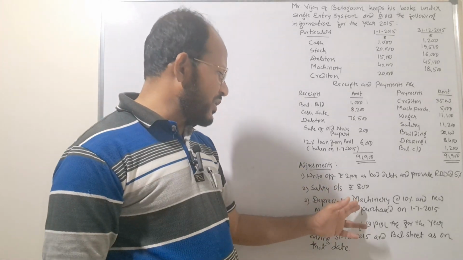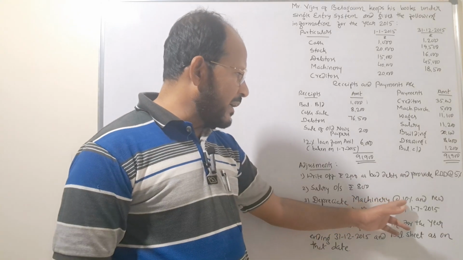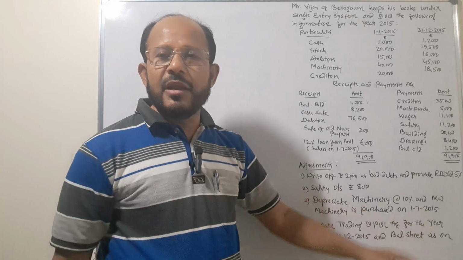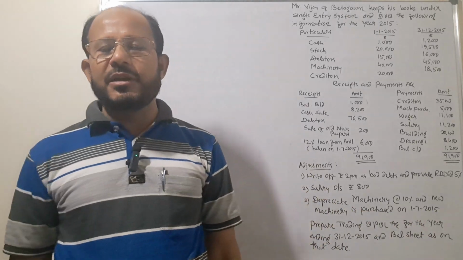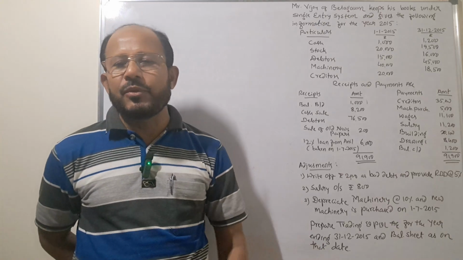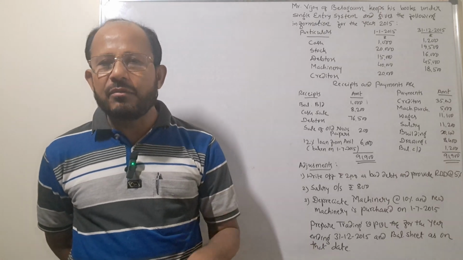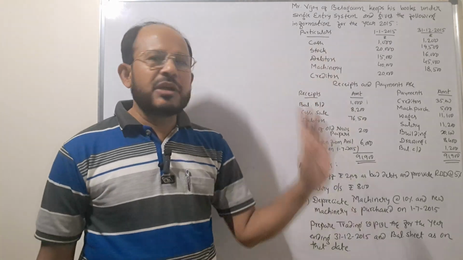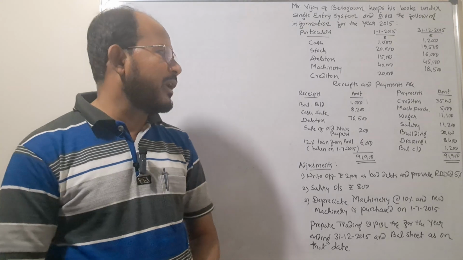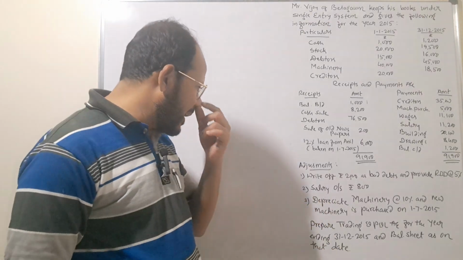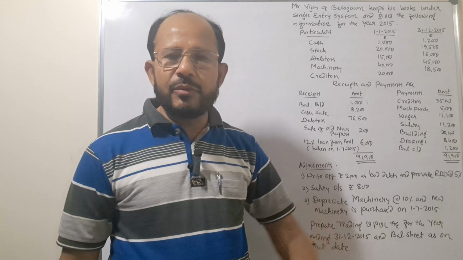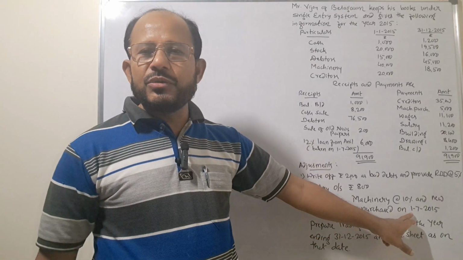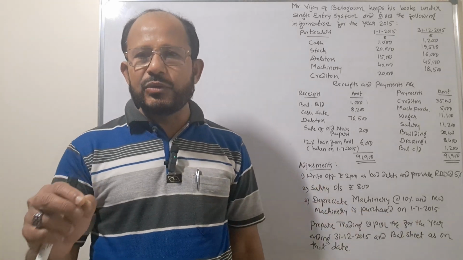And next one is depreciation on machinery at 10%, and new machinery is purchased on 1st July 2015. Here date of the purchase of new machinery is also given in the problem, because this is very important. In case if this date is not given, we have to assume that even the new machinery was acquired on 1st January 2015. Like that we can assume. But here in this problem it is clearly given that on 1st July 2015 a new machinery was purchased. It means this machinery is put to use only for 6 months in the year 2015.